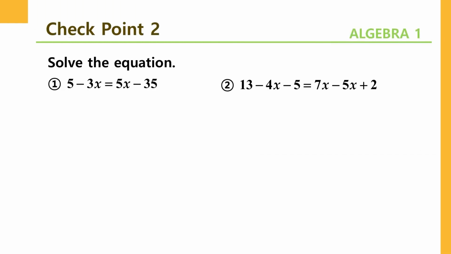In this video, we're going to solve multi-step linear equations. To solve this type of equations, the key is that we have to move all the terms with a variable to one side and constants to the other side, using addition and subtractions. So let's try number 1.